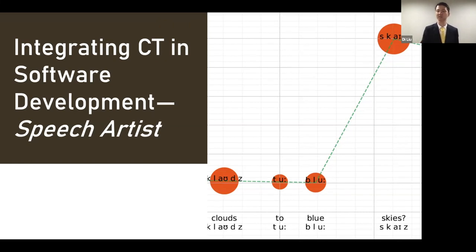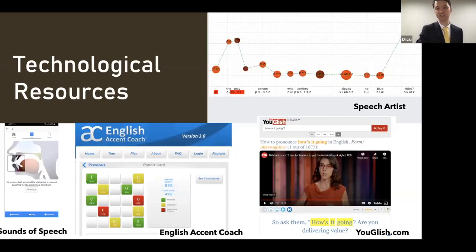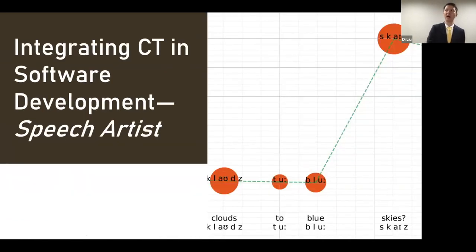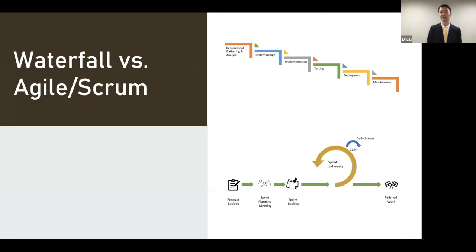If the phonetic transcription is wrong, if the machine detected that there is a mispronunciation, it's going to put things in red color, as you can see in this figure right here. That's where it had difficulties perceiving the sound. So by integrating a complexity theory approach in software development, we will be developing software with a complexity theory approach. But we also need a higher level pedagogical model that can help us to integrate the whole array of technology within pedagogical practice.